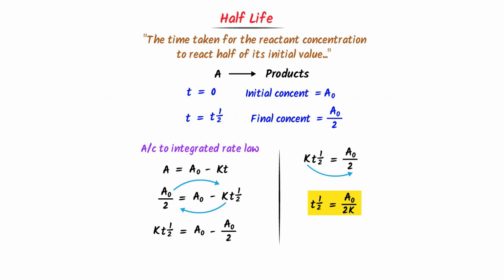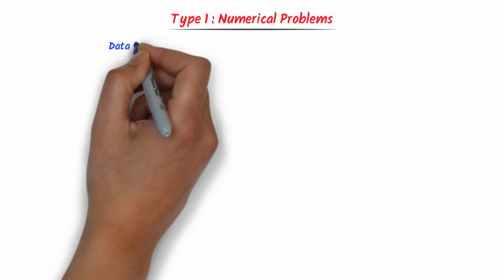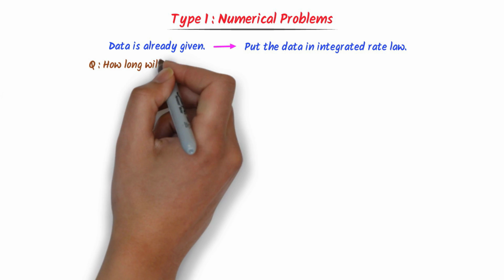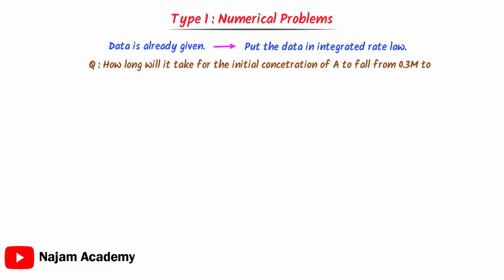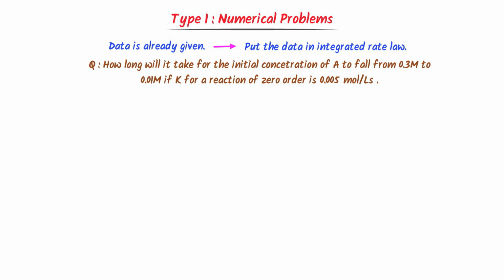Now we will start the numerical part of this lecture. Firstly, we will learn type 1 numerical problems. These types of numerical problems are super easy. We are given the data in the numerical problem and we will just put the data in the integrated rate law. For example, consider this numerical problem. How long will it take for the initial concentration of A to fall from 0.3 M to 0.01 M if K for a zero order reaction is 0.005 mole per liter per second?